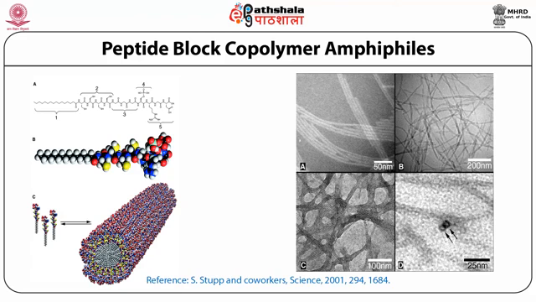This is called a peptide amphiphile because the head group of the amphiphile is a peptide, and this forms very nice fibers. You can see from the cryo-TEM that these are all nanometer in dimension, so you can have very structured formation of self-assembled nanofibers.